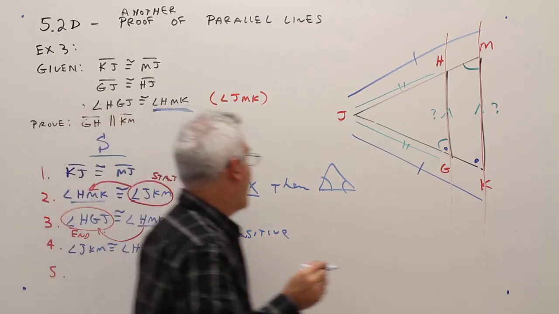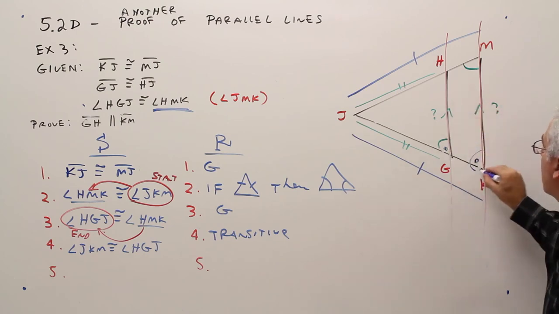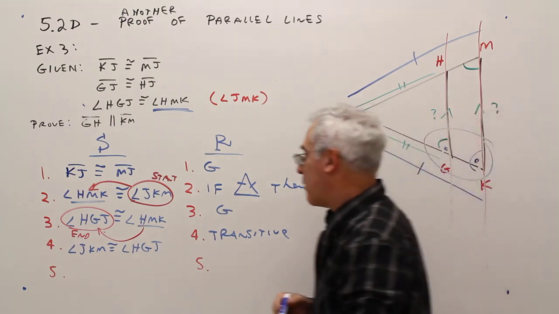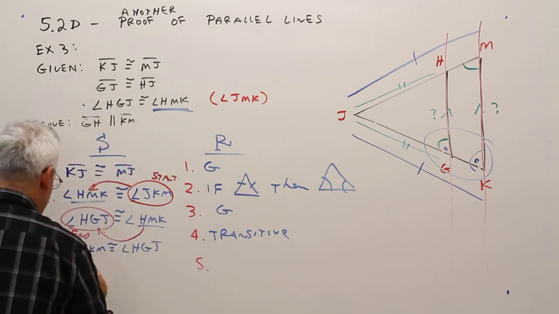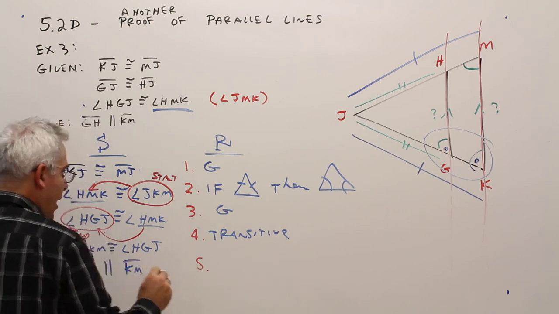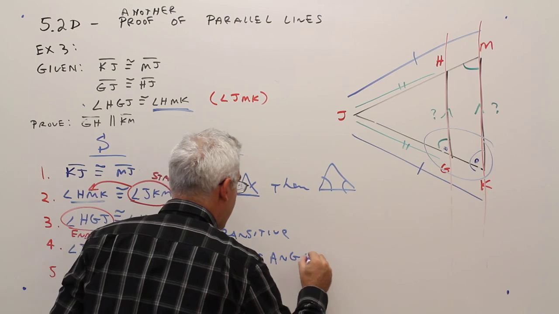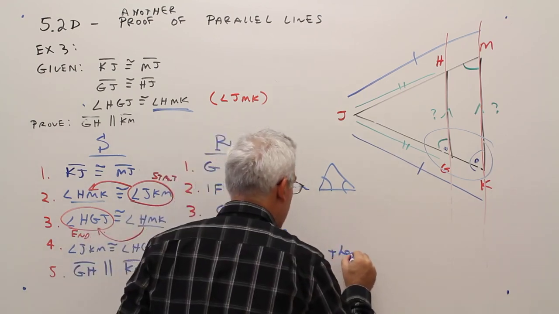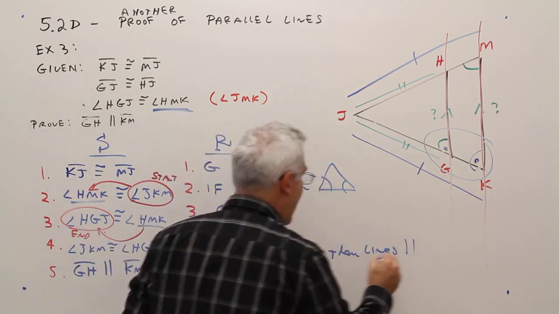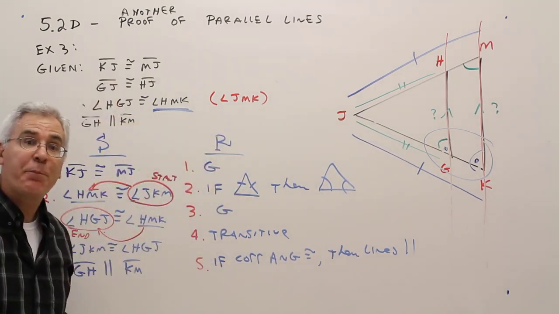Oh, let's see what I've got on my drawing here. JKM is this angle here. HGJ is this angle here. So now I do have my corresponding angles congruent. So I'm going to say GH is parallel to KM if corresponding angles congruent, then lines are parallel. So there you have it, another proof of parallel lines.